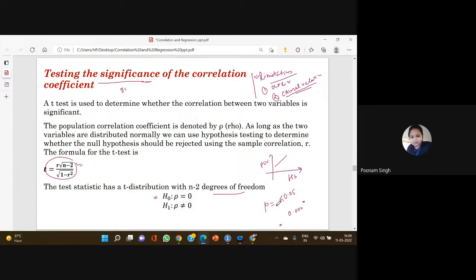So this is how testing the significance of the correlation coefficient is important, just to see whether the correlation is just by chance, or is it really significant. Okay, so let's see this in SPSS.